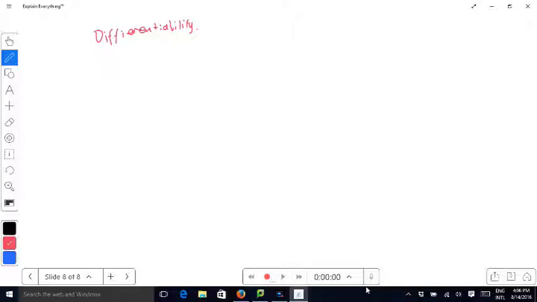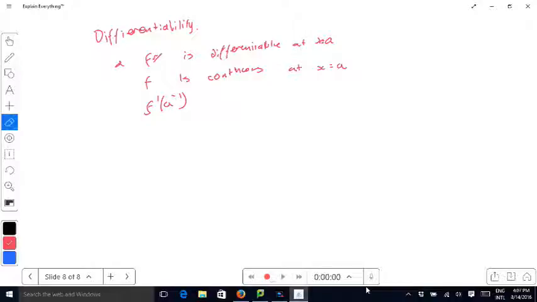So basically, a function is differentiable at x equals a if f is continuous at x equals a, and if the derivative of f at a from the left is the same as the derivative of f at a from the right. So they both have to agree at the same spot.